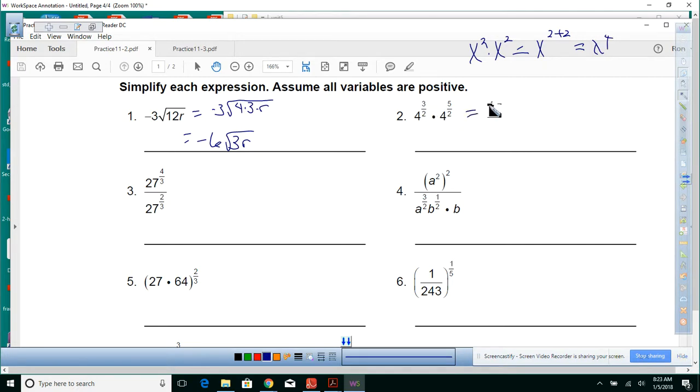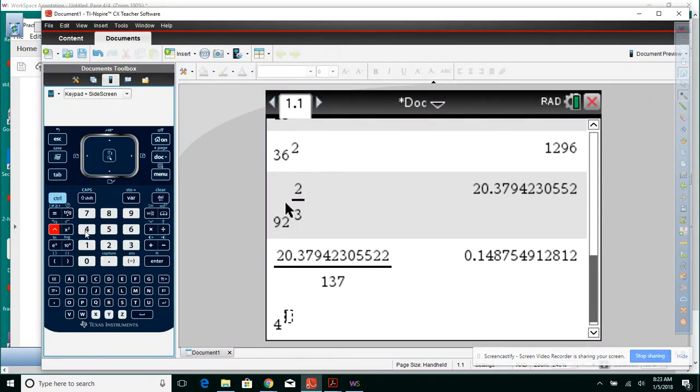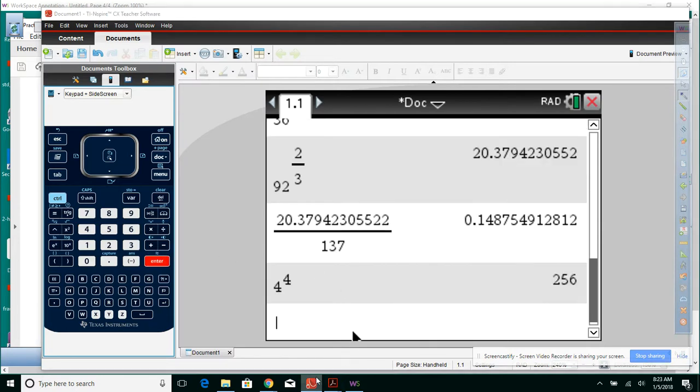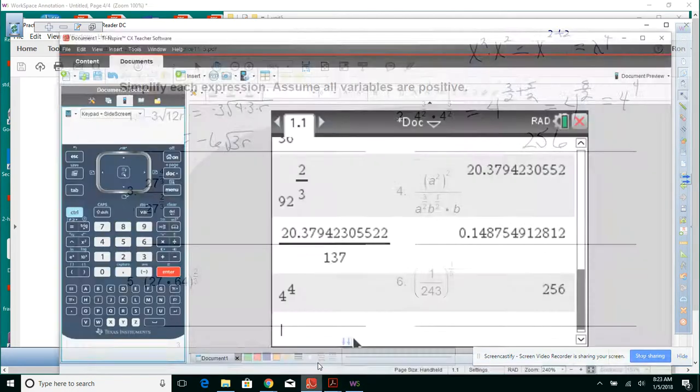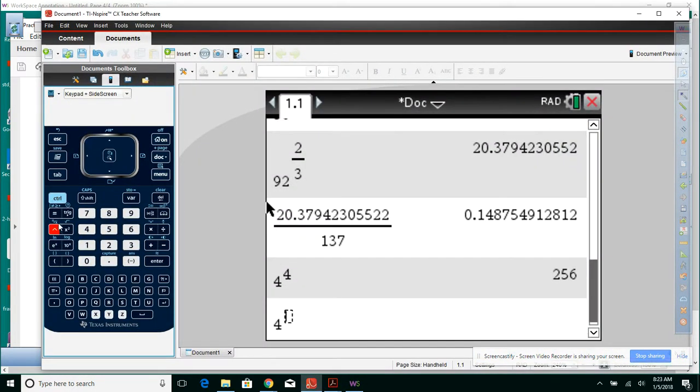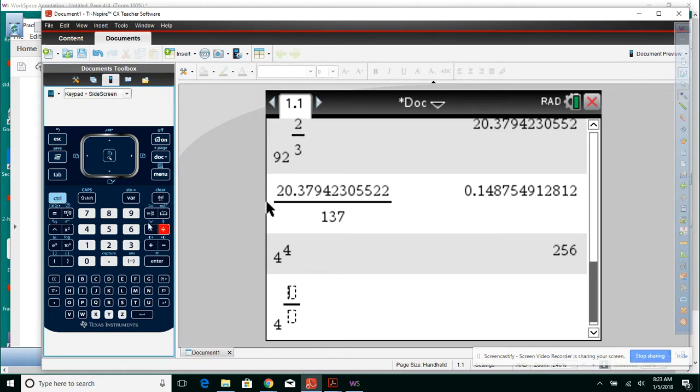Let's see, what do we got? 4, and that's 3 halves plus 5 halves, and that's 8 halves, which is 4 to the 4th power. Okay, 4 to the 4th power. So let's try that. Let's see, what is 4 to the 4th power? 4 caret 4, I get 256. So that's 256. Let's just check it with the calculator because sometimes I make a little mistake there.